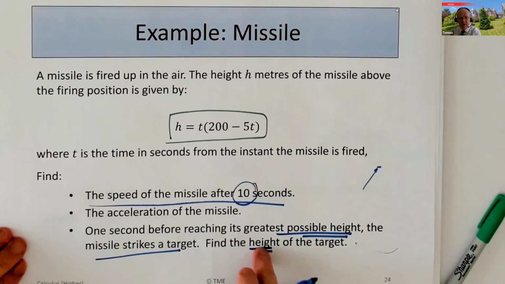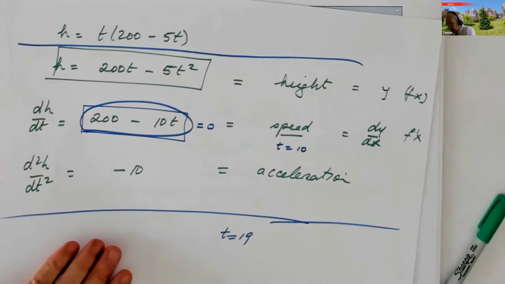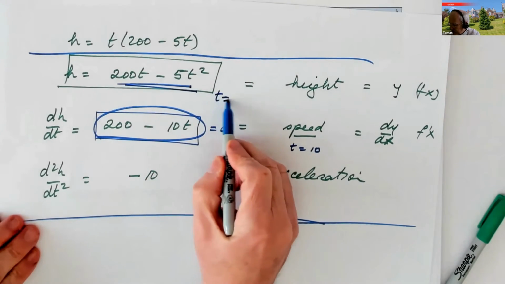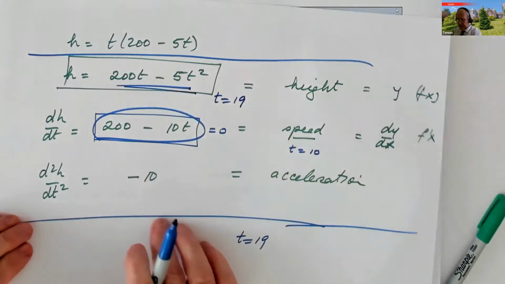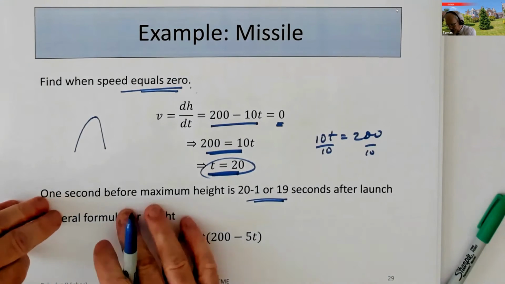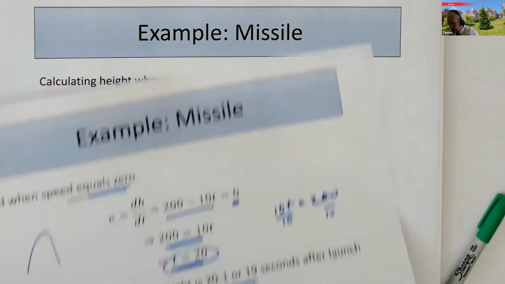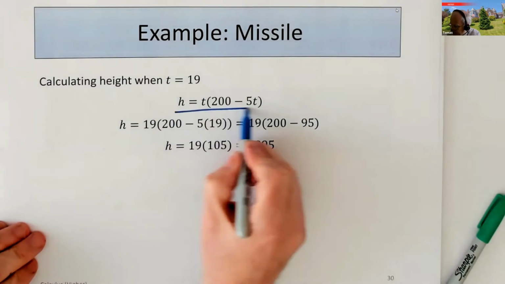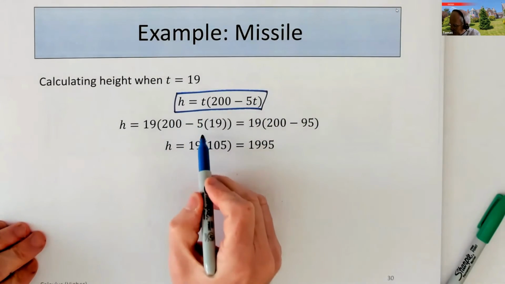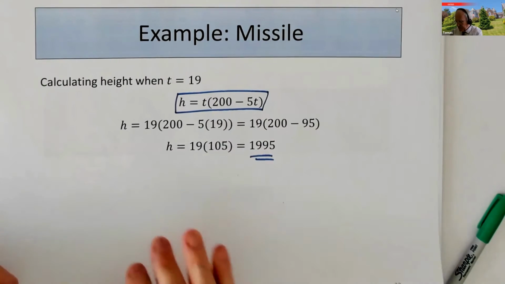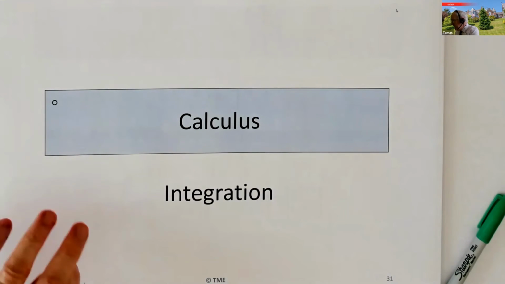That was the question. So in all of these, you start looking and say 1 second before, find the height. Height, I need the height formula. Find the height at a certain time. So you say this is my height formula, 200t minus 5t squared. I want it when t is equal to 19, so I just plug 19 into that. So there's my formula for height. I plug in the number 19 for the t, and I find 1995 is the height. So that's how they work. And the exam questions are very similar to that, whether it's a camogie player or a rocket going up in the air or whatever.